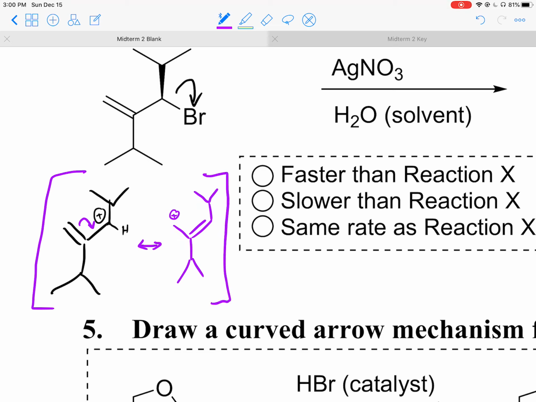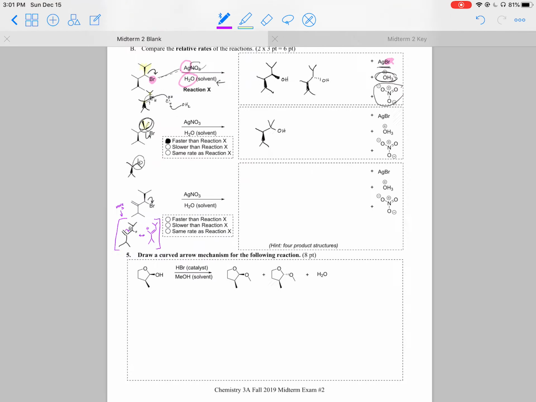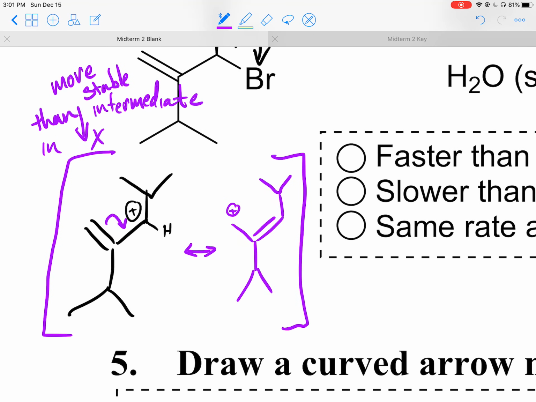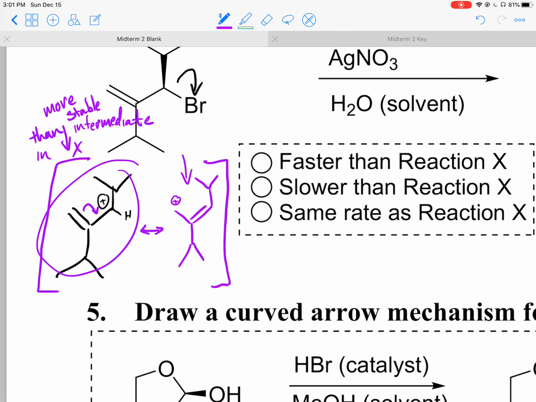And so that makes this intermediate more stable than the intermediate in X. Even though this is the most common resonance structure, this one is still a valid resonance structure, so we need to consider it.